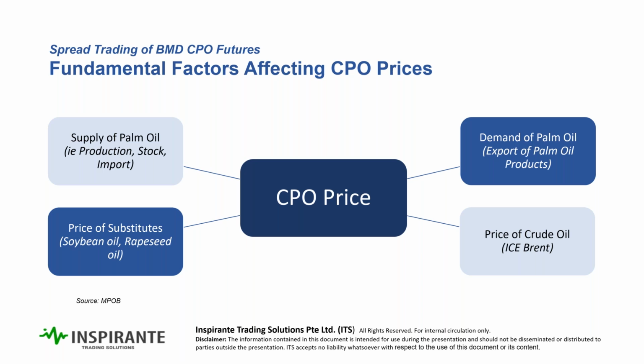You need to pay heed to where the price action is for these substitutes as well as your own CPO market. Okay, on the demand side, we're talking about the export to various countries that demand it as an edible oil source. The primary three, or the biggest three that we can think of, are China, India, and especially the EU.